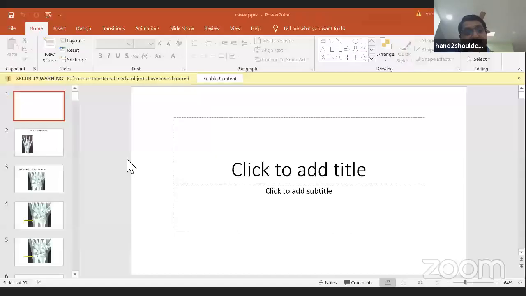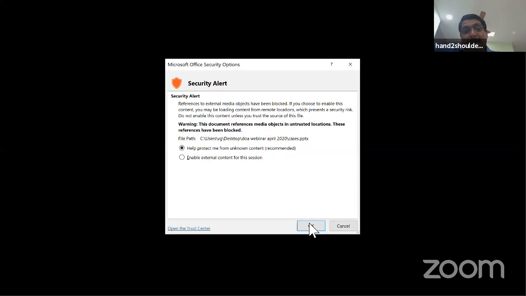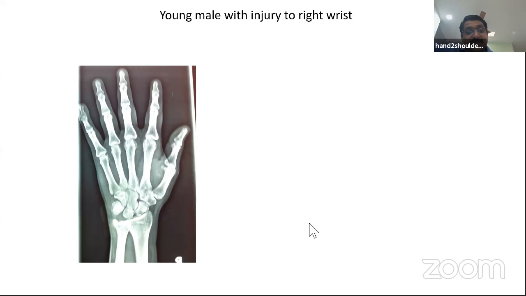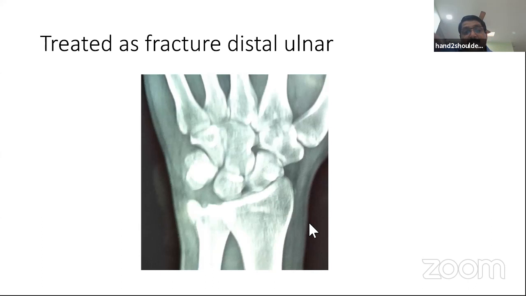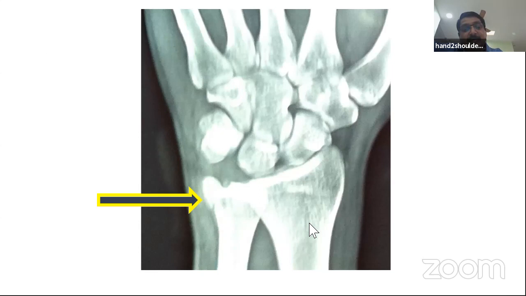Yeah, it's a continuation with Dr. Kotwal's talk, like a DRUJ thing. So I just picked up a case. So this was a young male, had a wrist injury. Looks like a styloid fracture. And this was treated elsewhere, but because I can't ask for the show of hands, I'll just go through quickly just to give the message.